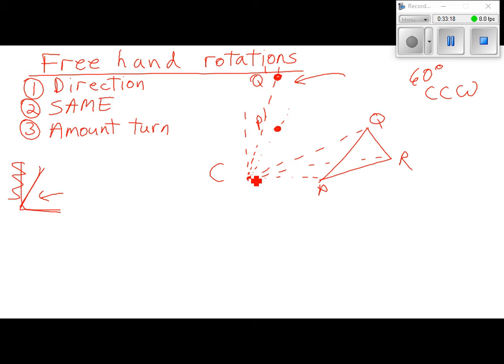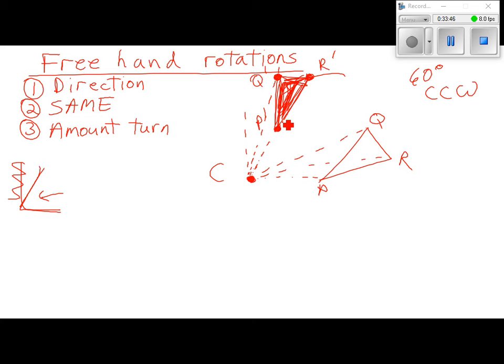R, connect it, 60 degrees. I can figure out my lines here. Something about like that. About that far, about that far. R is going to be right there. R prime, sorry. Connect those. That's my new triangle.